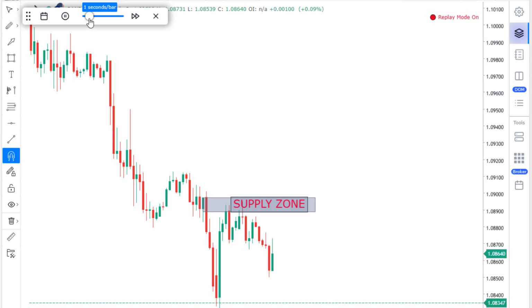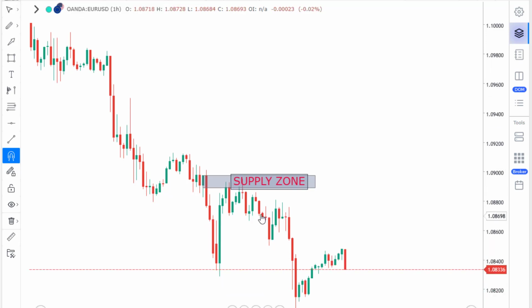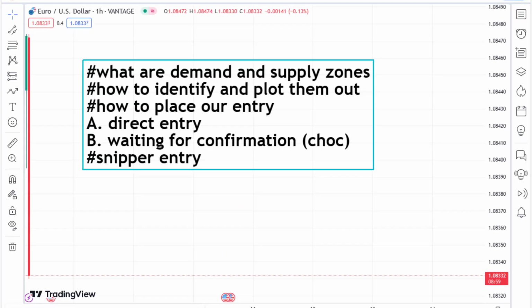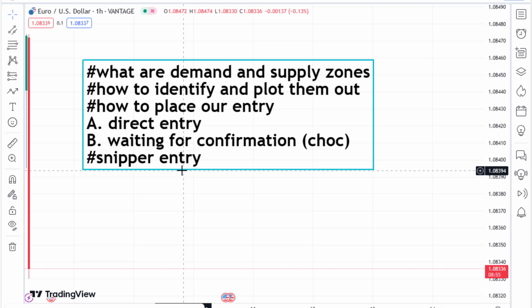So this is a supply zone example, and in this video I'll be sharing with you a couple of things which will be very beneficial to you. You can see how price dropped off after hitting the supply zone, so you need to learn how to trade them. As a total beginner, you can trade this just from watching this simple short video.